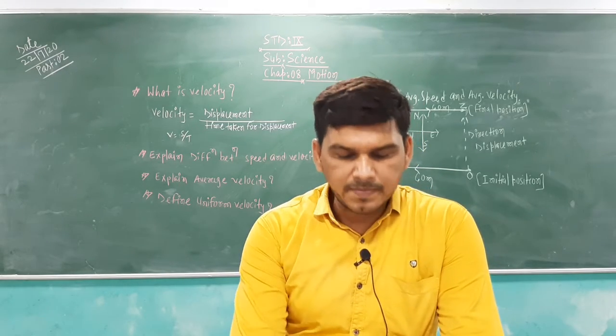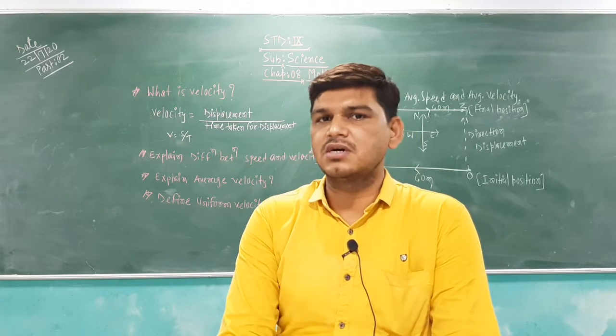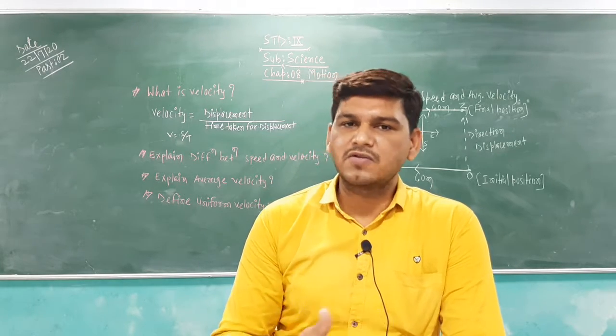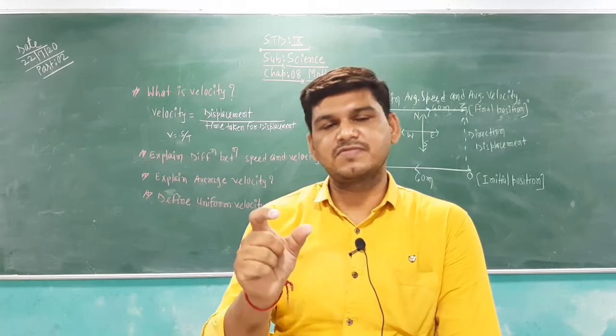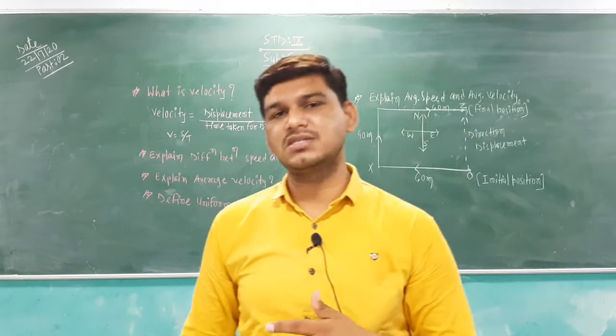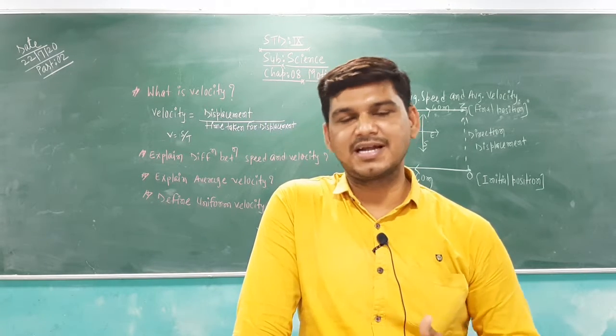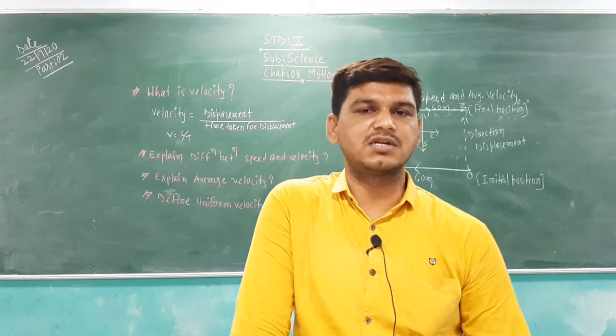Yesterday we were discussing uniform speed. Speed is when an object, a body, covers a specific distance in a specific unit of time. The ratio of the total distance to the total time gives the speed. Speed is equal to S upon T, which we learned yesterday.